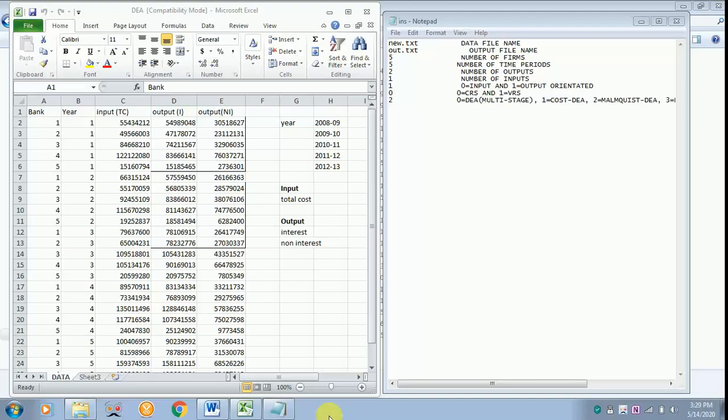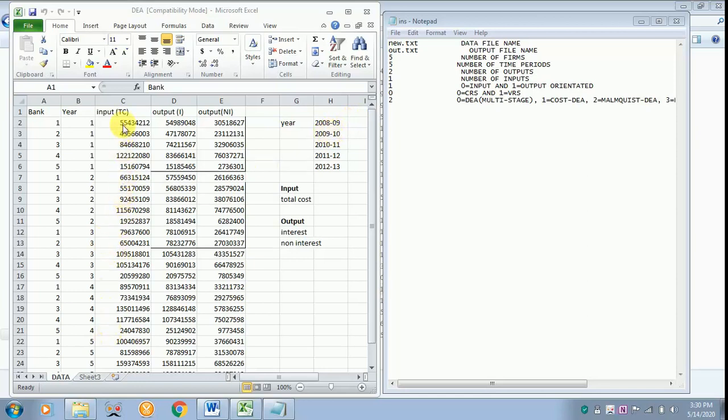Today I'll be teaching how to do a Malmquist productivity index. For that, the data is in my Excel sheet and I've got an instructions sheet on my right-hand side. In the Excel sheet you can see there are 5 banks, that is bank A, B, C, D, E, and similarly for one particular year, that is 1. Year 1 refers to 2008-09, 2 refers to the year 2009-10, and so on.